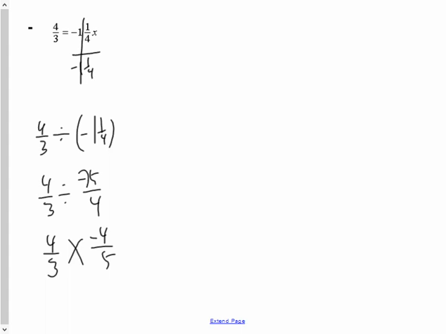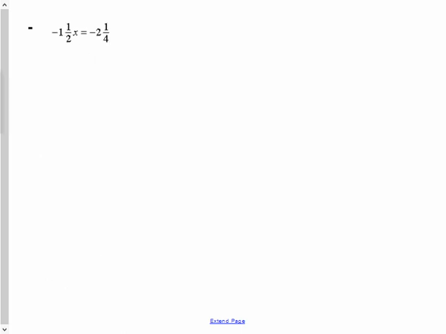Now notice, I kept my negative symbol, not with the 5, but rather with the numerator. And it doesn't really matter what you do, I just always do it this way. And when you multiply the numerators, you get negative 16. When you multiply the denominators, you get a positive 15, which is the final answer, negative 1 and 1/15.